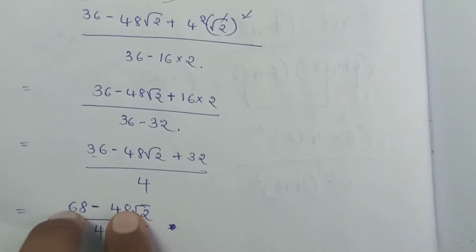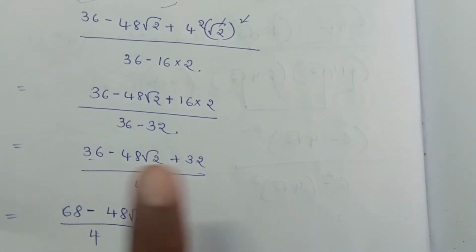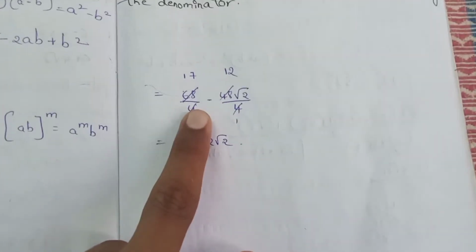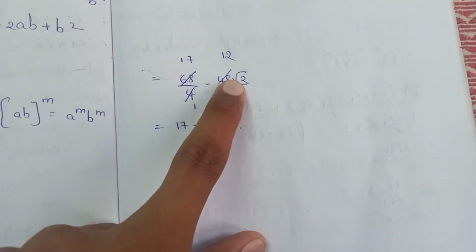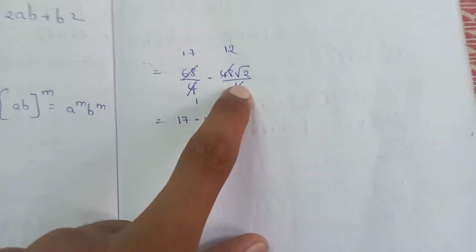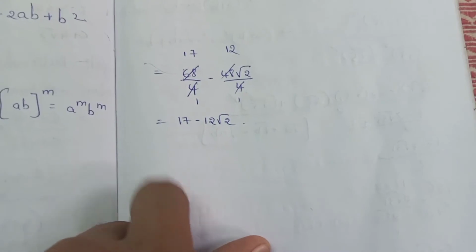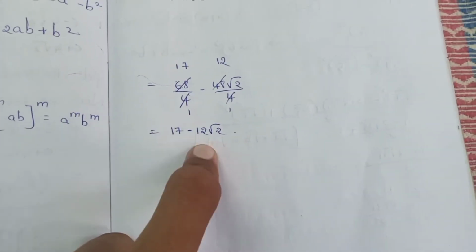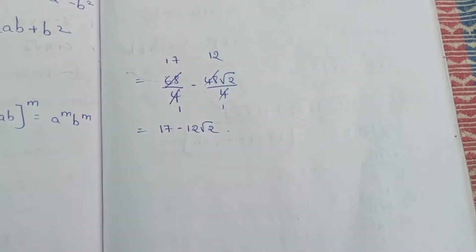See here, two terms are present in the numerator and the denominator has only a single term. Now we have to separate the terms. 68 by 4 minus 48 root 2 by 4. 4 ones are 4, 17s are 68, and 4 ones are 4, 12s are 48. Now we have to write the final answer. 17 minus 12 root 2 is our final answer.